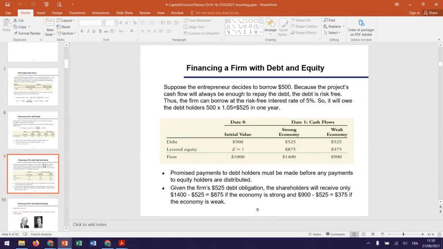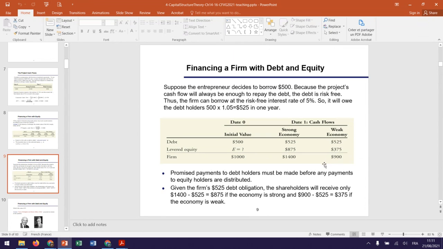Because the project cash flow will always be enough to repay the debt, we can assume that the debt is risk-free. Everybody follow why I can consider that the company can borrow at the risk-free interest rate? Remember, the economy is strong. The company generates $1,400 that covers 500 plus interest, isn't it? Even if the economy is weak, the company generates 900, meaning that the 900 should cover $500 plus interest. So therefore, this project or this company is risk-free. So we can assume that the company can borrow at the risk-free interest rate of 5%. Everybody follow? Okay, because 900 in case the economy is weak is always bigger than 500. The company will never default.